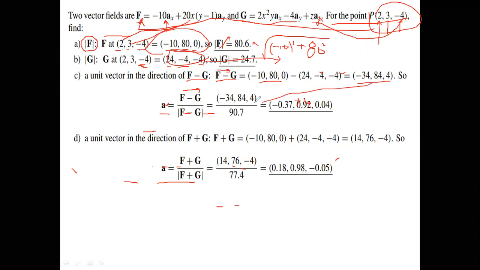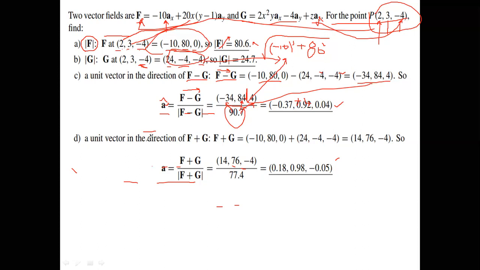So this is the f minus g, and how we have to find the absolute, the same method over here, means minus 34 whole square plus 84 whole square plus 4 whole square roots, we will get 90.7. So after dividing 84 by 90.7, comma, and 4 divided by 90.7, so we will get this.